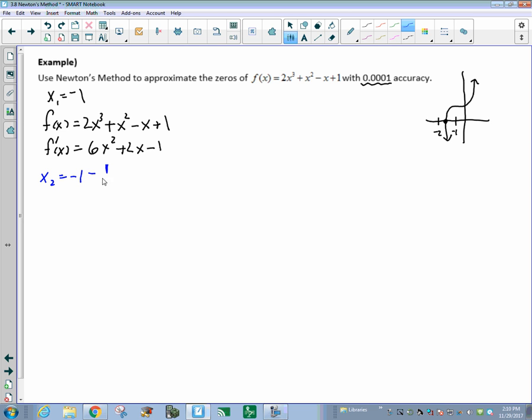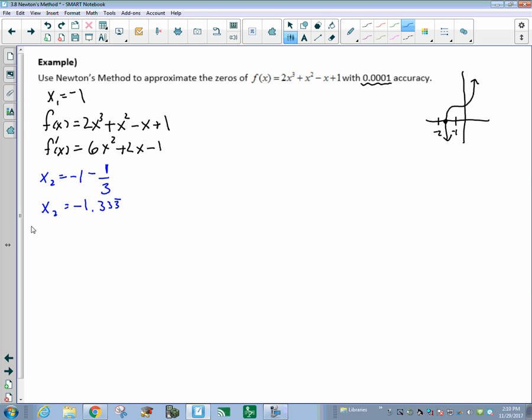I put this in, I get +1, and then when I put -1 into the slope equation, I get 3. All right, so then simplifying that, x sub 2 comes out -1.333 repeating. So then I need a third guess here. If I'm taking my tangent line at 1, I might be shooting out here somewhere.